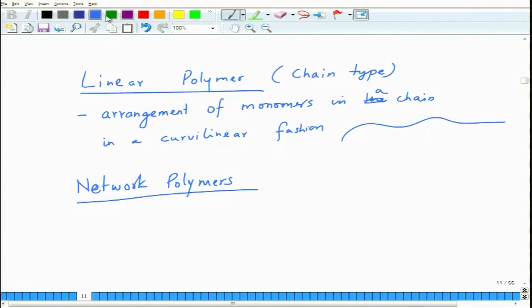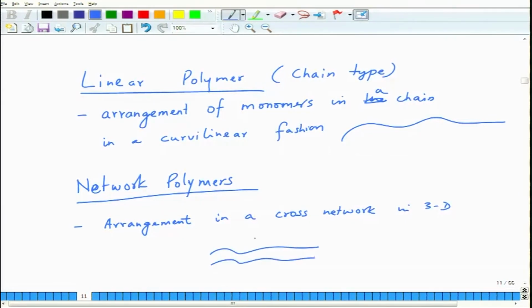These network polymers have an arrangement of monomers in a cross network in 3D. So, there is a crisscrossing. They are branched in 2D and also branched in other dimensions. So, they are a branched, cross-linked network in 3 dimensions.